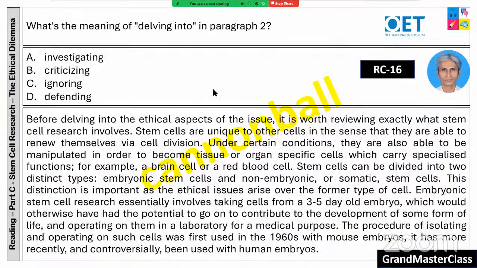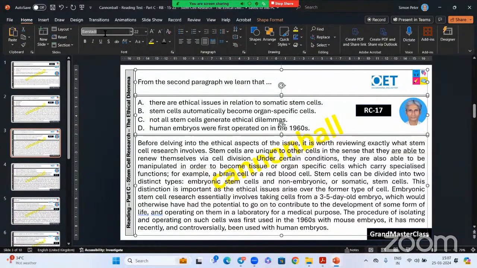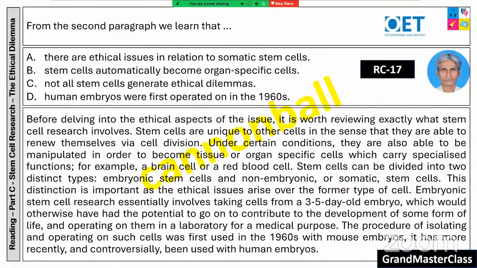Next, third question. Question number 17. Okay. I think this is also fine. Same paragraph, so no need to worry. You have 90 seconds. From the second paragraph, we learn that what? What do we learn?